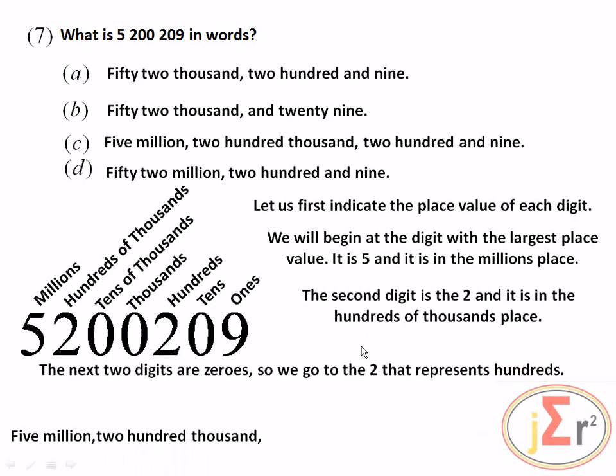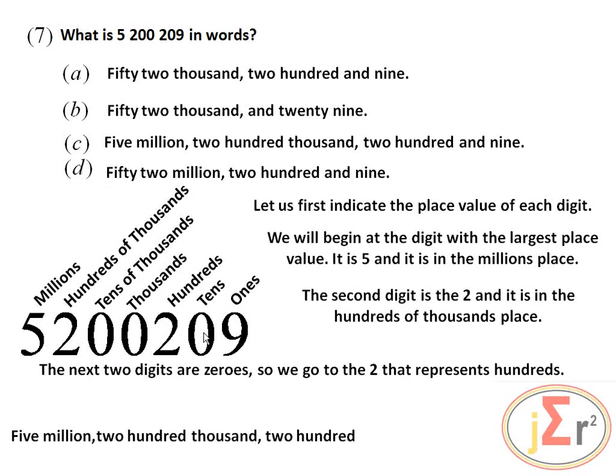The next two digits are zeros. So we go straight to the 2. Now that we have said that this one is 200,000, this doesn't mean that we have a 10,000 right here. Why? Because the 10,000 position is occupied by a 0 and the thousands position is also occupied by a 0. So we move right down to this 2, which is 200s. So we have 200s right there.